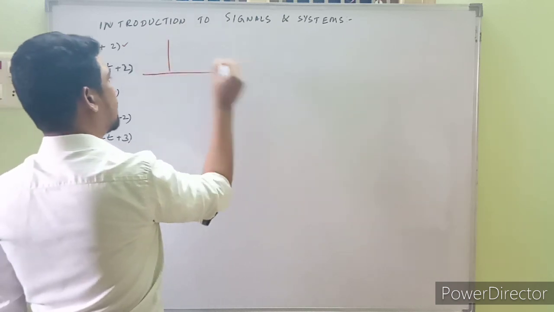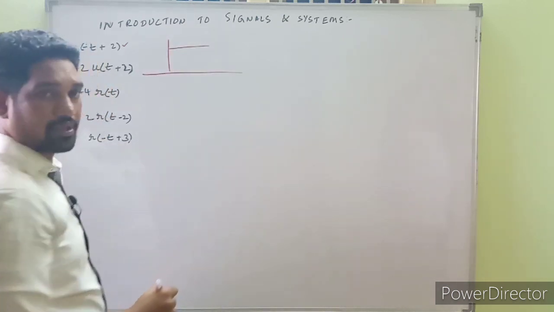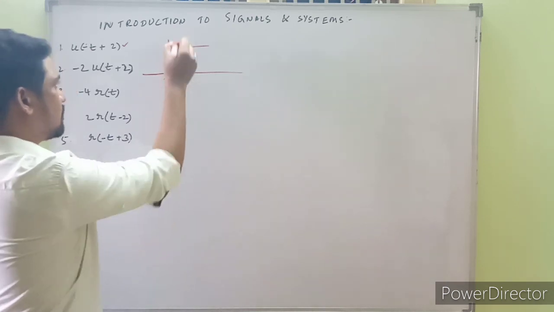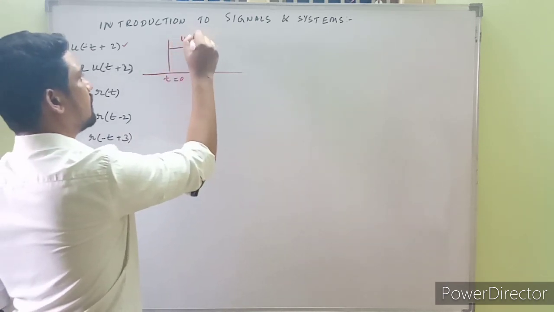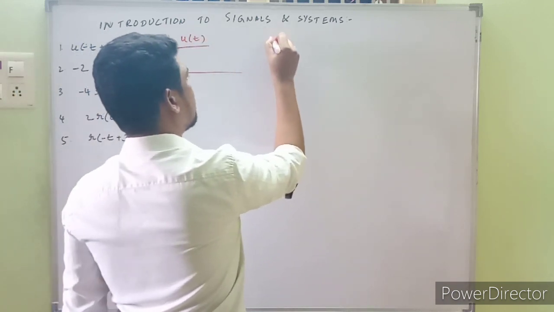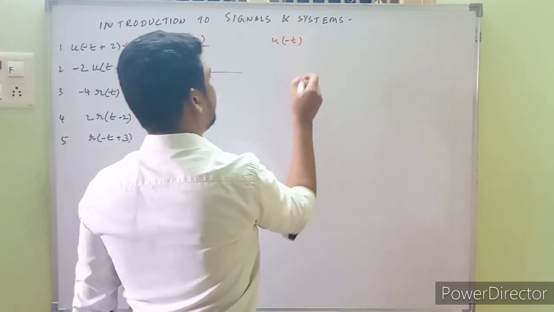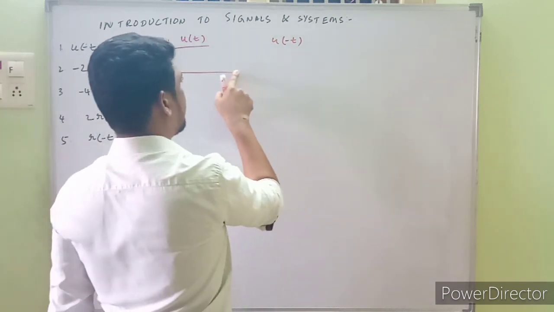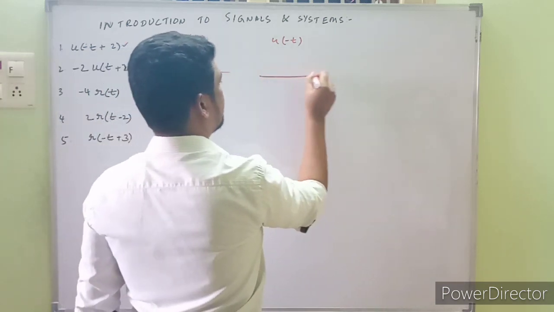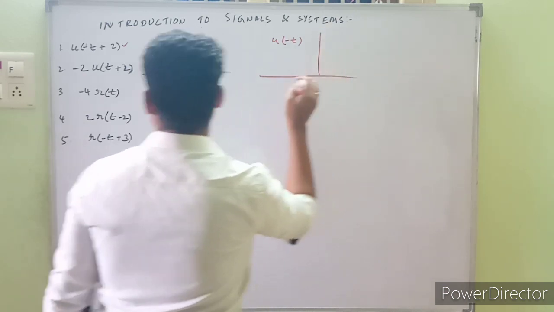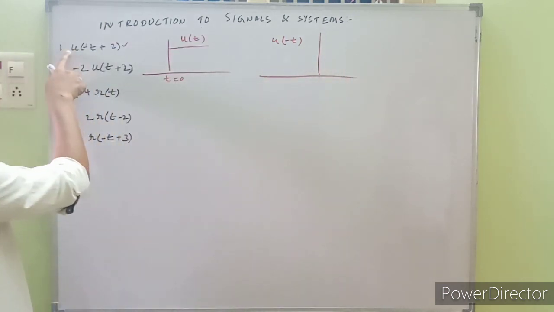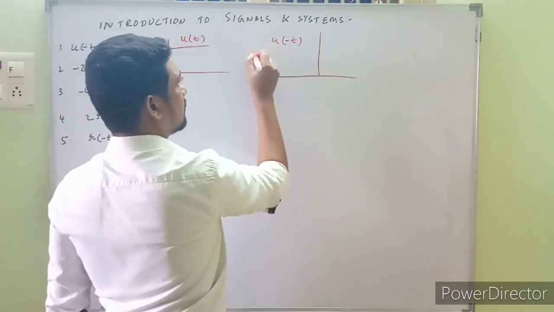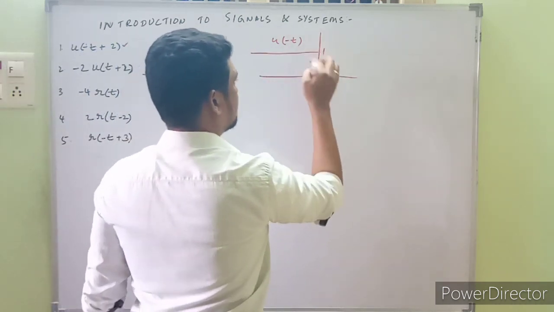It's u of t like this one, commencing from t equal to 0. So what will be u of -t? U of -t will be the flipped version of this one. How does the flipped version look here? The same amplitude. The amplitude is 1, and u of -t will be this one, the flipped version of u of t.